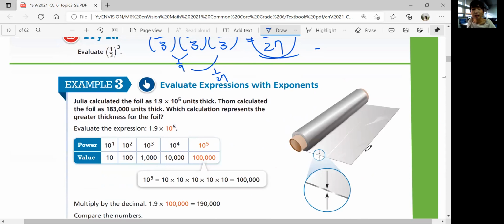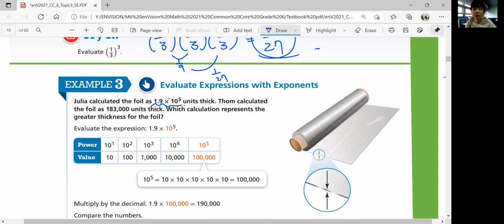Okay. Look at example 3. Evaluate expressions with exponents. Julia calculated the foil as 1.9 times 10 to the 5th power units thick. Tom calculated the foil as 183,000 units thick. Which calculation represents the greater thickness for the foil? Let's figure out if the numbers are the same or about the same, which number is bigger. In order to do that, we need to evaluate this 1.9 times 10 to the 5th power.